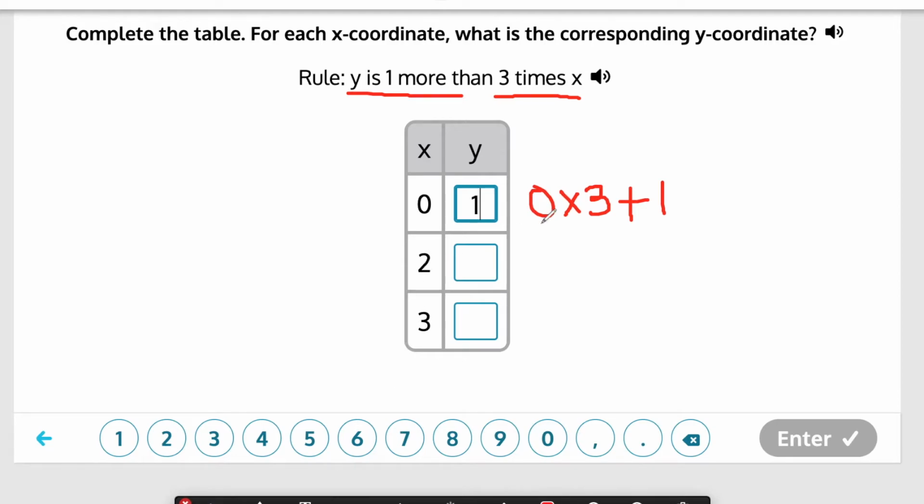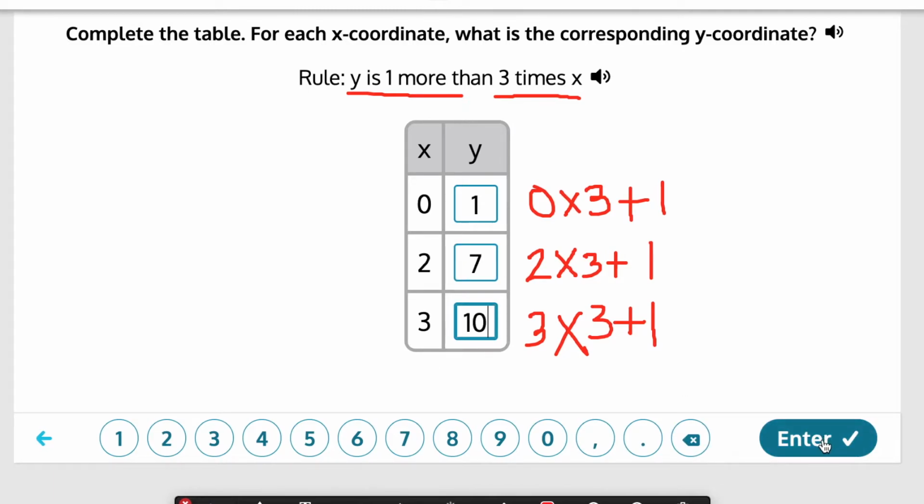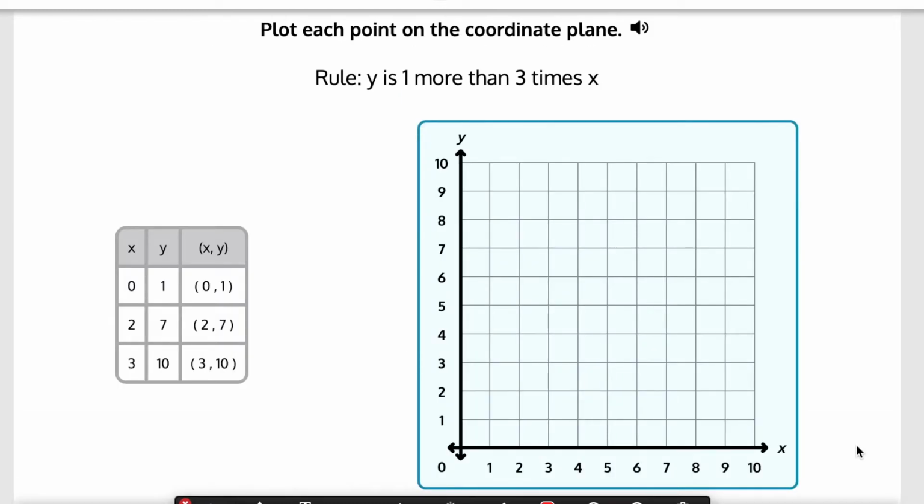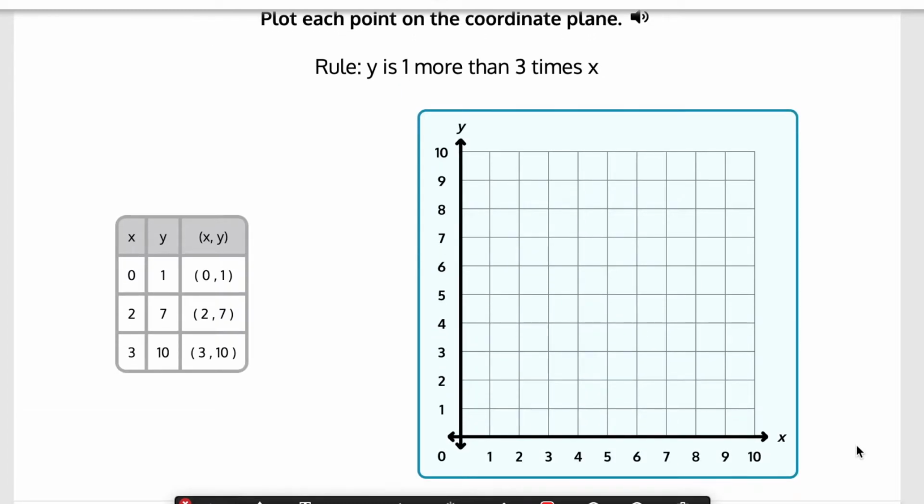So for the x-coordinate 2, to find the y-coordinate, I would do 2 times 3 plus 1. 2 times 3 is 6, plus 1 is 7. And for the x-coordinate 3, I would do 3 times 3 plus 1. 3 times 3 is 9, plus 1 is 10. So the y-coordinate would be 10 on that point. Yay! All right, now let's plot the points on the coordinate plane.